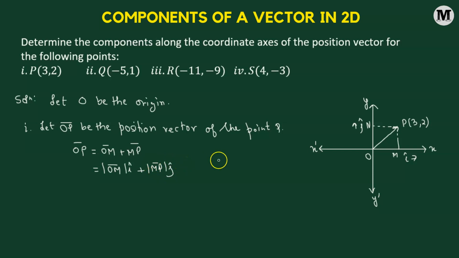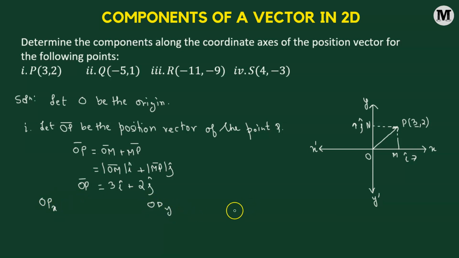Now what is the magnitude of OM? That's nothing but the x coordinate of point P, which is 3, times i cap. That will be added to the y coordinate of point P, which is 2 units, so we have 2 times j cap. So here we have expressed vector OP in terms of the unit vectors as 3 i cap plus 2 j cap.